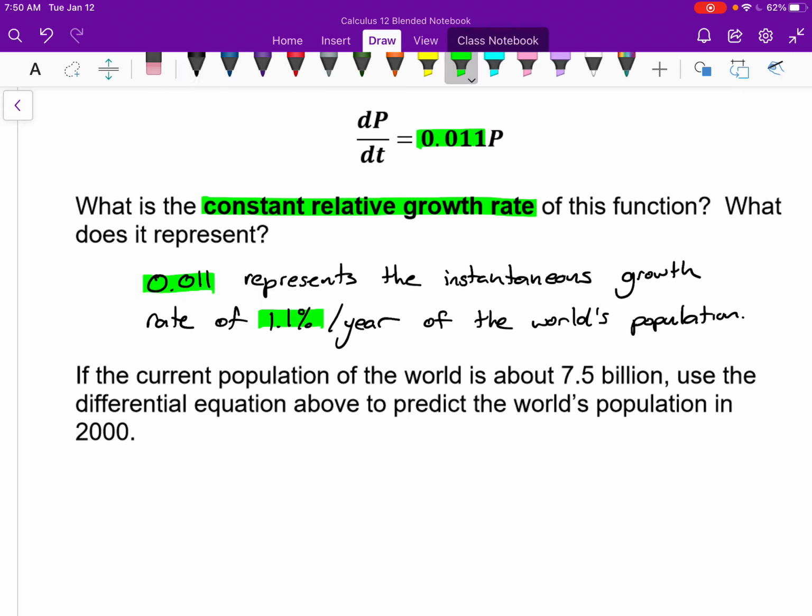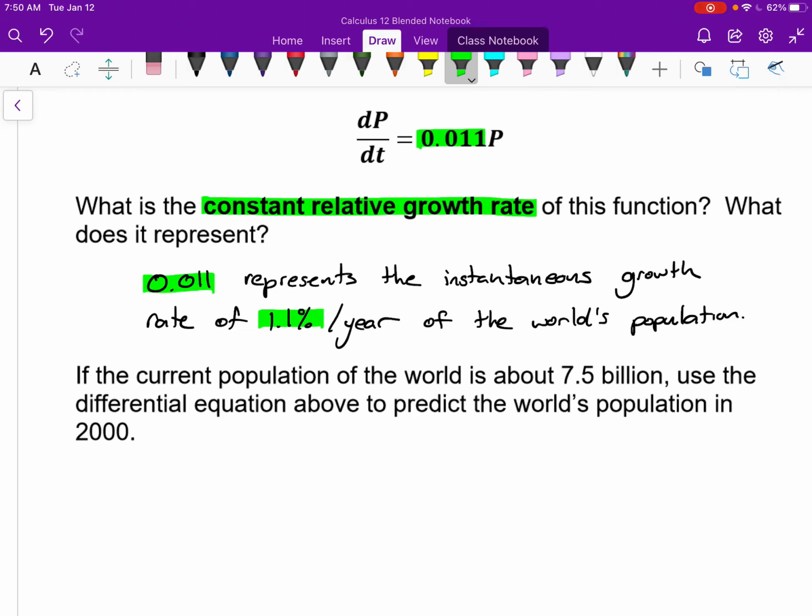And I don't think we have to express it as a percent, but it's kind of natural to. So essentially, if the world population right now is pretty much 8 billion, according to our model, 8 billion times 1.1% will tell us, as of right now, how the Earth's population is changing.